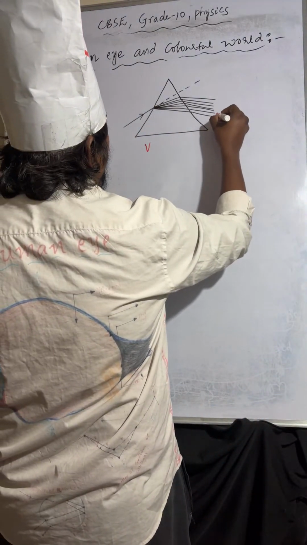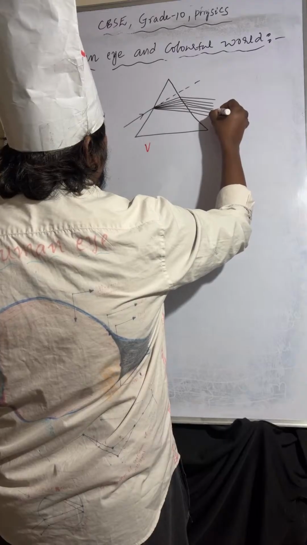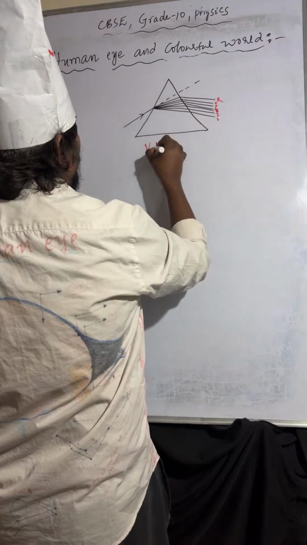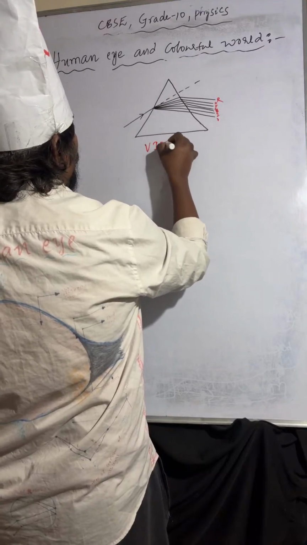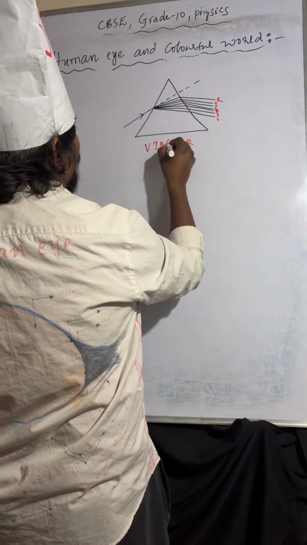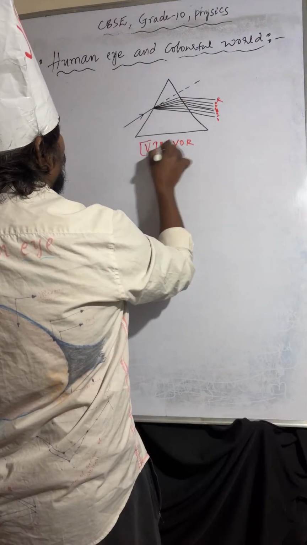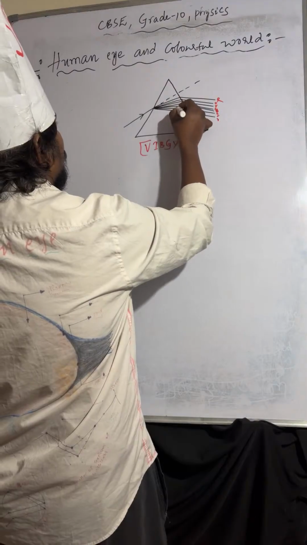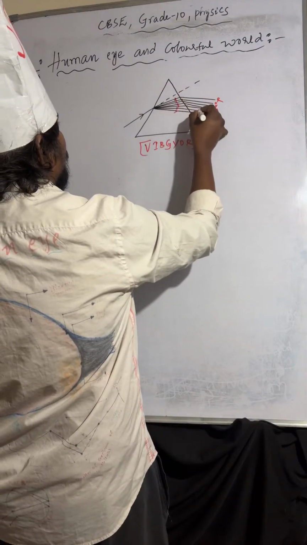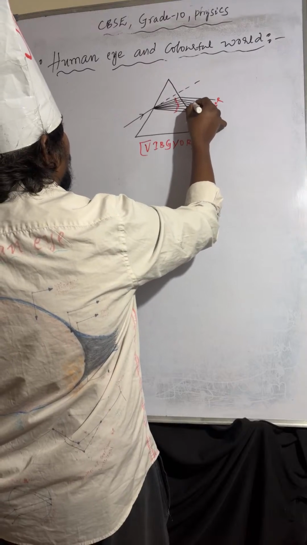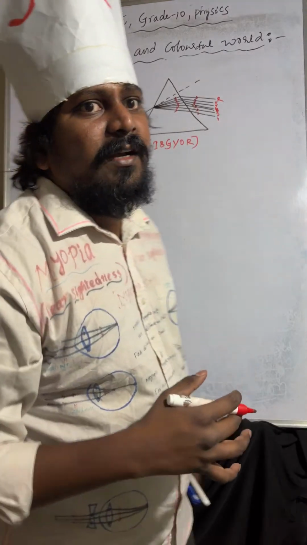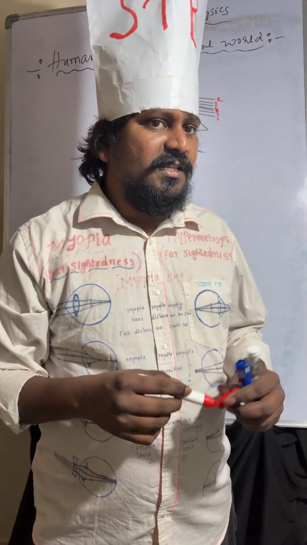Violet, indigo, blue, green, yellow, orange, red. VIBGYOR. 1, 2, 3, 4, 5, 6, 7. When one light ray passes through the prism, it splits into 7 colors. The splitting of white light into 7 colors is known as dispersion.